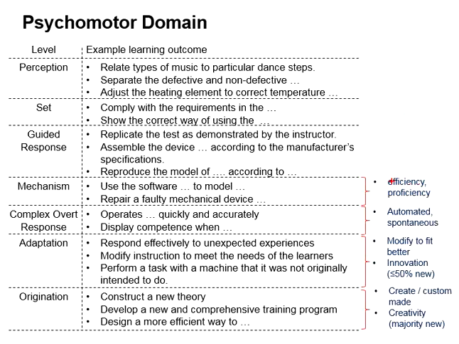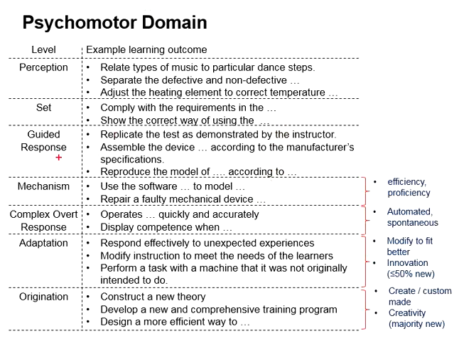The next level will be the mechanism. This is the level where we are looking for efficiency and proficiency. It also requires the students to have some level of confidence. Most likely we are not expecting the relevant tasks to be done by the students under hand-to-hand guidance. The students have to demonstrate the relevant skills by themselves. Let us look at the examples here. Use the software to model something. Repair a faulty mechanical device.